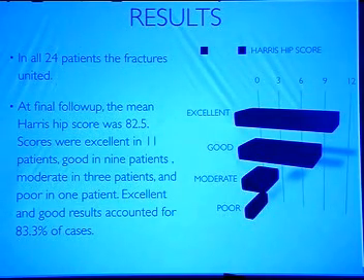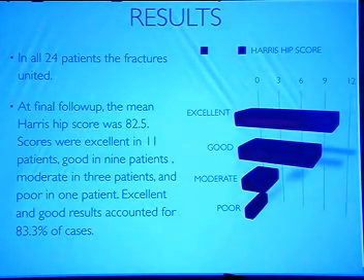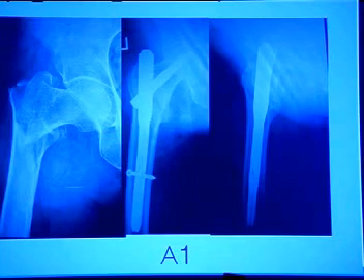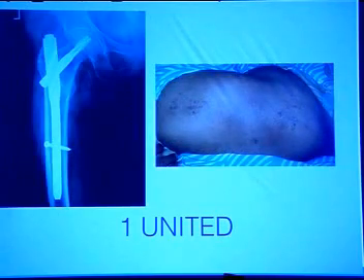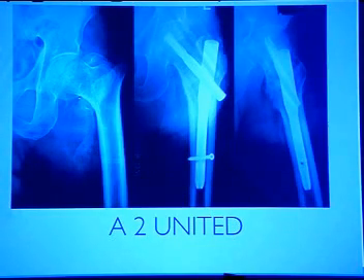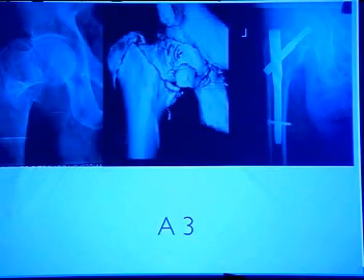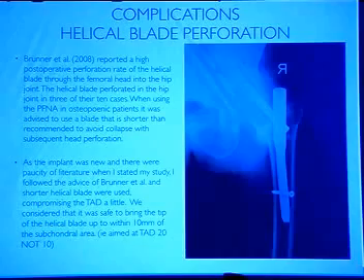At the final follow-up, there was an excellent and good result in 83.3 percent of patients. These are some examples. This is a type A1 fracture treated with the PFNA, and the union. This is an A2 fracture, again treated with the PFNA, and at the union. This is an A3 fracture with the lateral cortex, again treated, and the union.